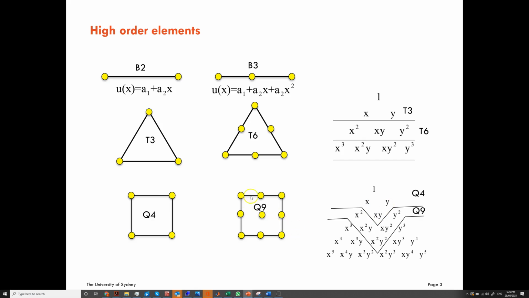For the Q9 high order element, you need to take 9 base functions, and you have to keep a symmetry in the Pascal triangle. So these are all the base functions required for the Q9. If you want to have a Q8, you have to remove these base functions. So this is going to be a kind of cubic interpolation.